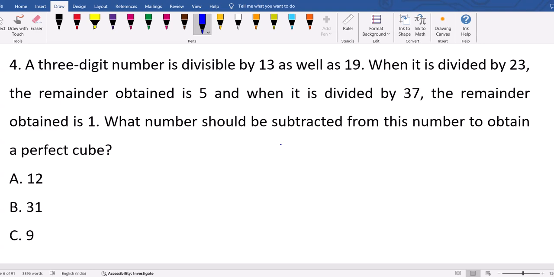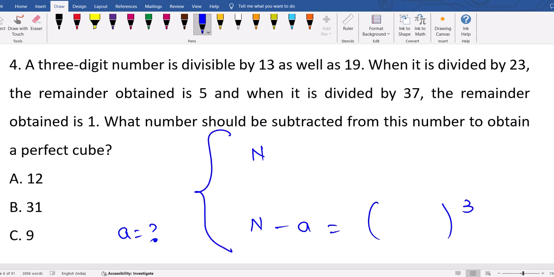There is a number. It is divisible by 13. It is divisible by 19. But when it is divided by 23, it should give remainder 5. And the same number divided by 37 should give remainder 1. Then the question is, how much do I need to subtract from this number to make it a perfect cube?